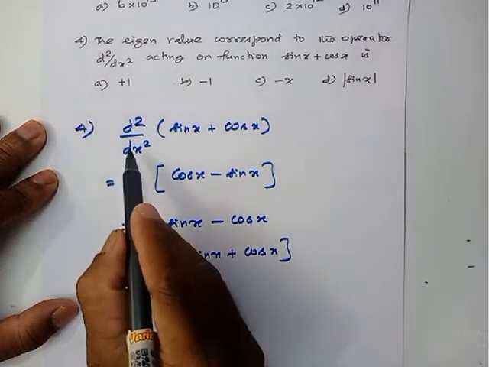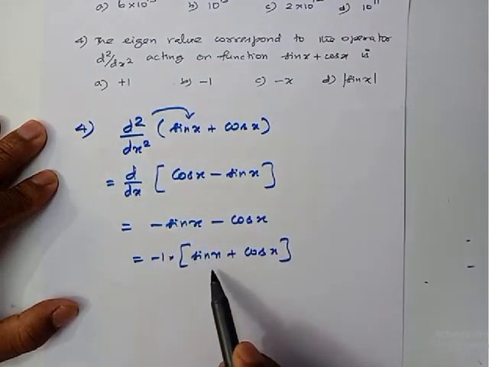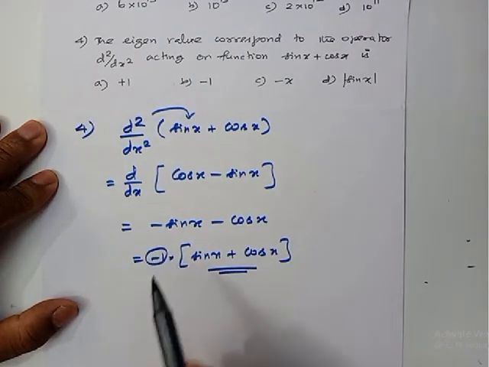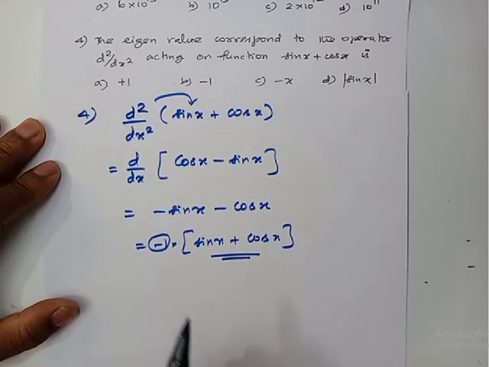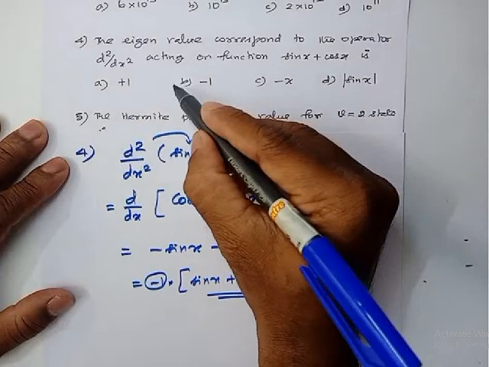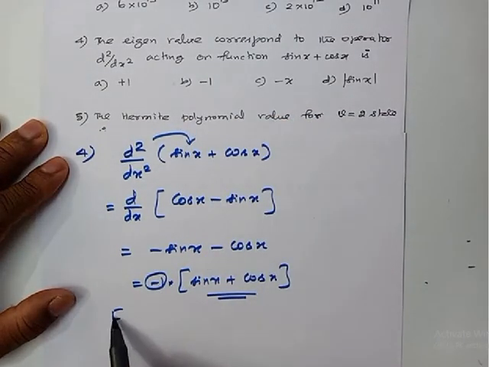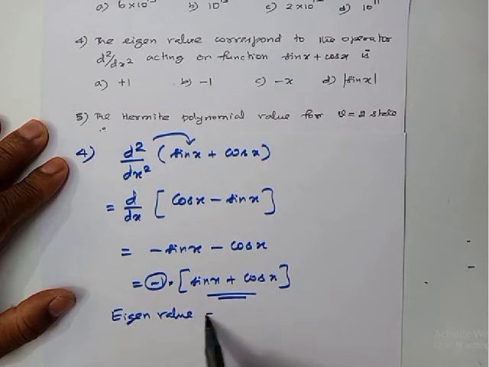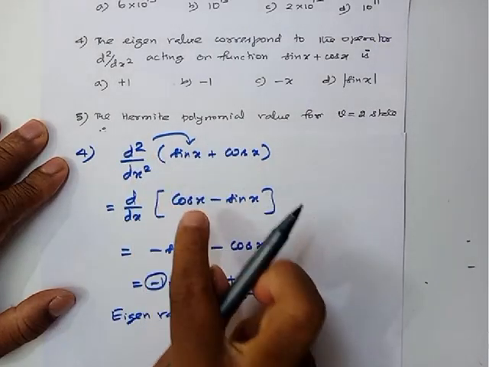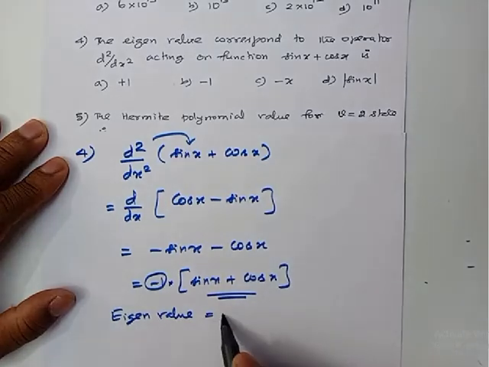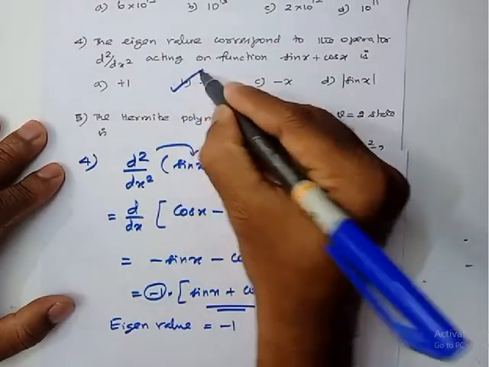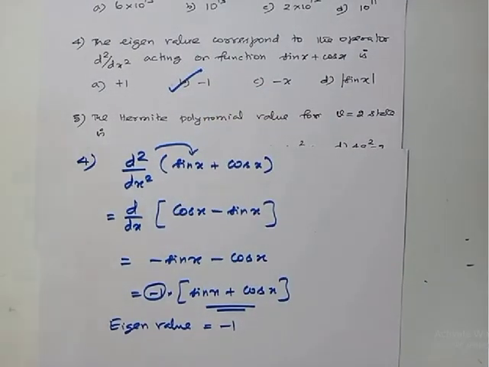Right? So when I apply the operator to the function, I get the same function multiplied by some constant, and that constant is nothing but the eigenvalue. So the eigenvalue for this problem is minus 1. The eigenvalue for the operator d square by dx square acting on this function is minus 1. So the correct option for this question is option B. Okay, take note.